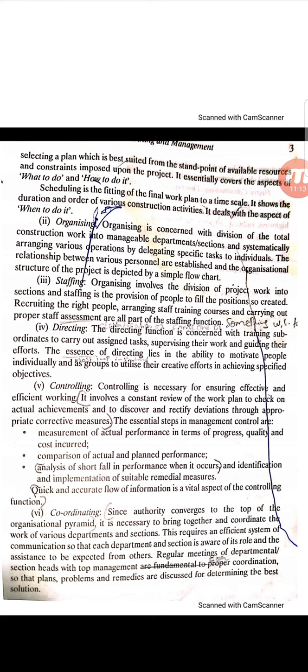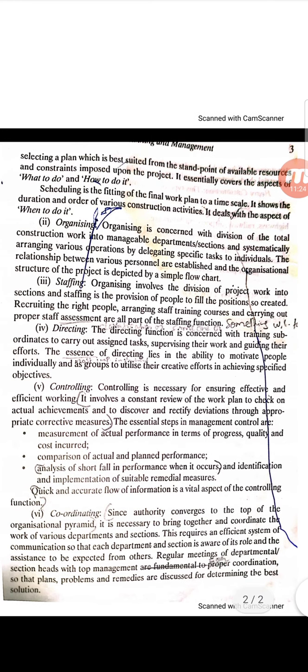So based on that, you'll be conducting a meeting, and in each meeting, each department representative will express the progress of the work, express his ideas, and everyone is aware of his role and his assistance to the particular department. With this, they are conducting regular meetings, and meetings with the top management. Based on that, they'll identify some construction problems, and some remedial measures will be taken by the high level authority. Based on those remedial measures, they'll get the best solution which they can implement to achieve the specified objectives. Thank you.